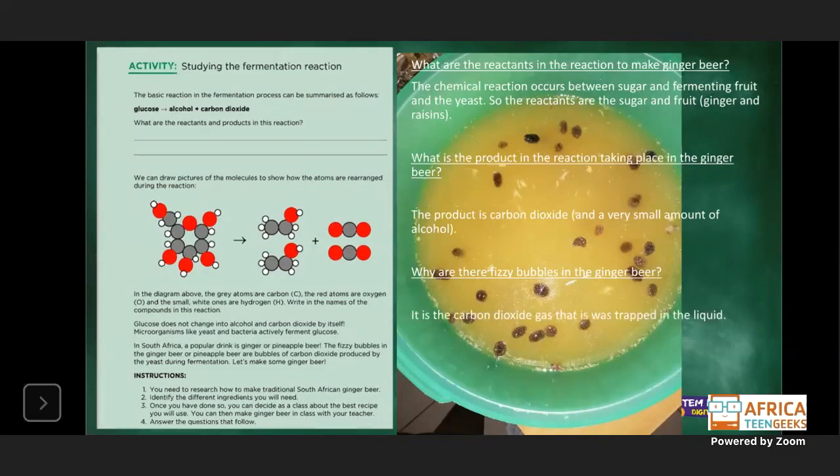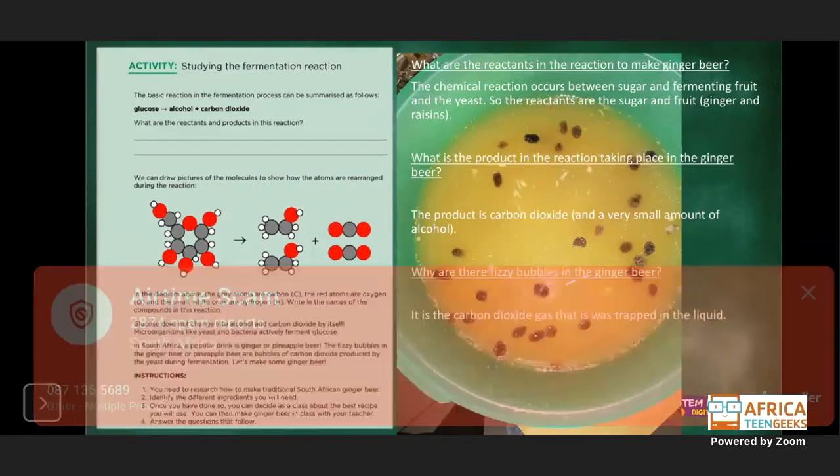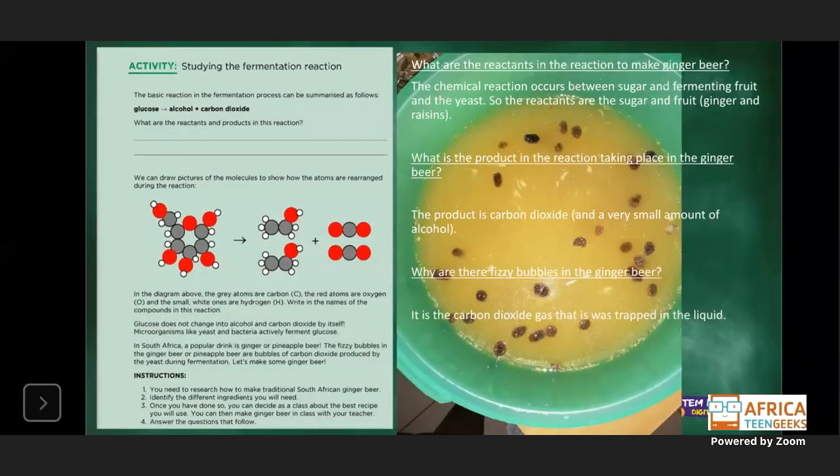So why we have fizzy bubbles in the ginger beer is because of the carbon dioxide gas that is trapped in the liquid, right? So just refer to the chemical formula that we have above, which says glucose gives us alcohol and carbon dioxide. So that is basically the answer to this part, all right? It is carbon dioxide that is trapped in the liquid.